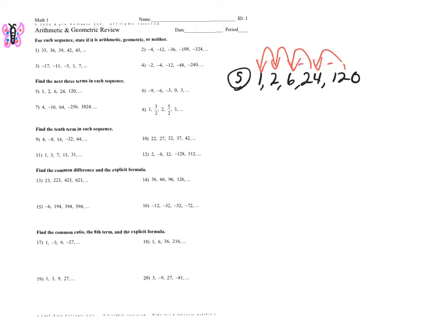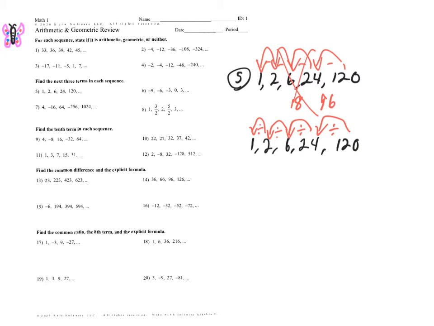So I'm going to do the subtraction test, and I do 120 minus 24, and I get 96. And I do 24 minus 6, and I get 18. Automatically, that's a fail of the subtraction test. So I'm going to go ahead and set up for the division test.